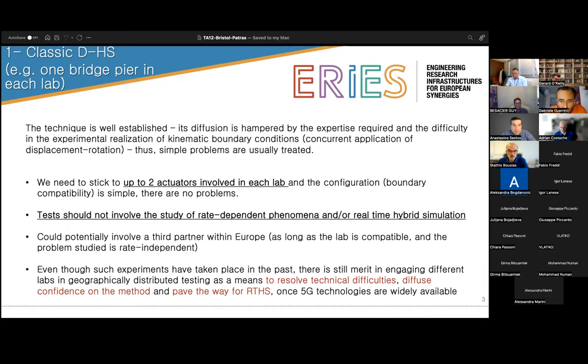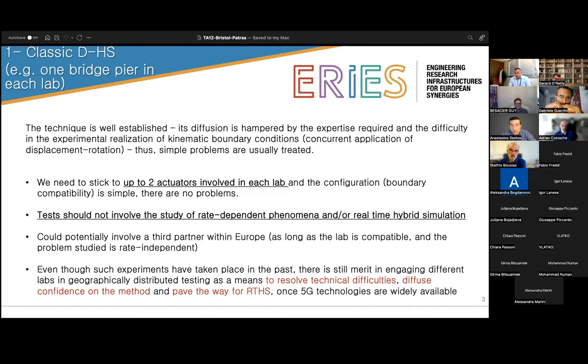of such a technique. Ideally, this would involve up to two actuators in each of the two laboratories, if we're talking about these specific two laboratories, so that we make sure that we can accommodate the forces and the boundary conditions that are prescribed by the specific problem. One important thing that we need to mention here is that pseudodynamic tests are suitable for problems that are not rate dependent. So we also have to consider the phenomenon before we decide what the best testing method would be.